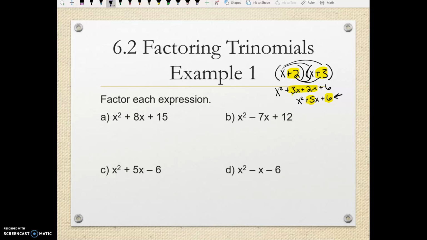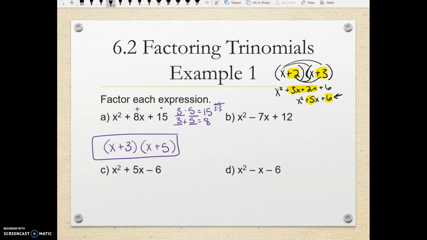So when we look at x squared plus 8x plus 15, this is going to be x something, x something. Those two numbers have to multiply to give us 15, and they have to add up to 8. So think about ways that you can multiply to get 15. We can do 1 times 15. We can do 3 times 5. 1 times 15 is not going to work, but 3 times 5 is 15. 3 plus 5 is 8. So these numbers are positive 3 and positive 5. And that is the factored form.